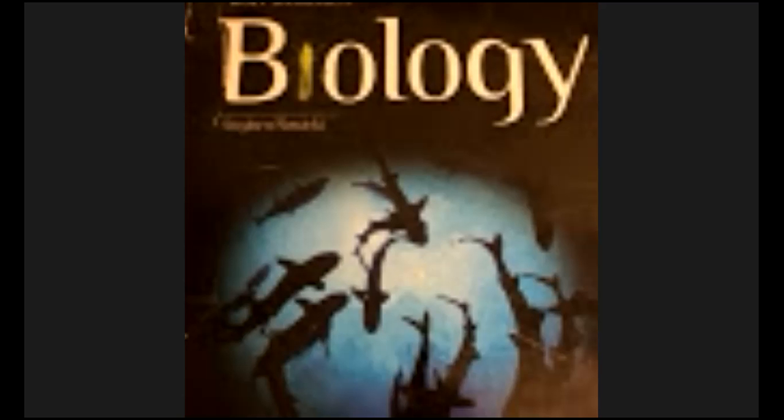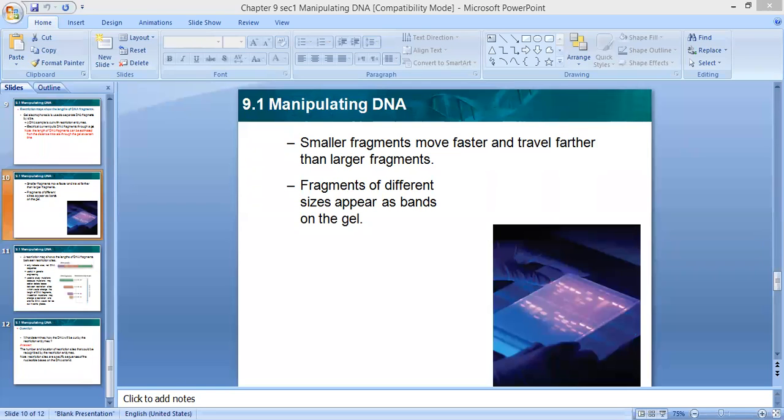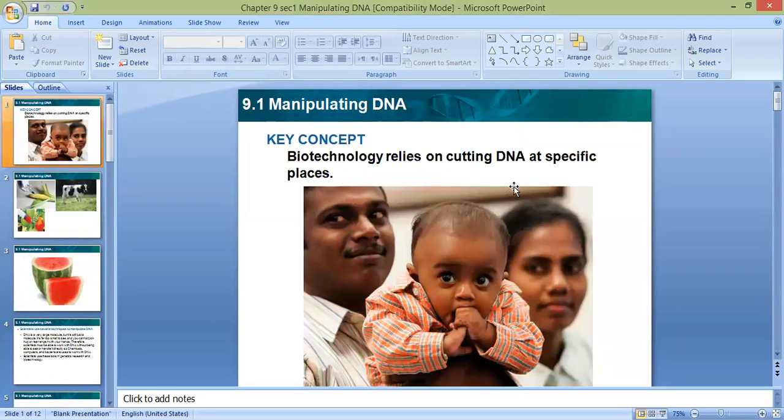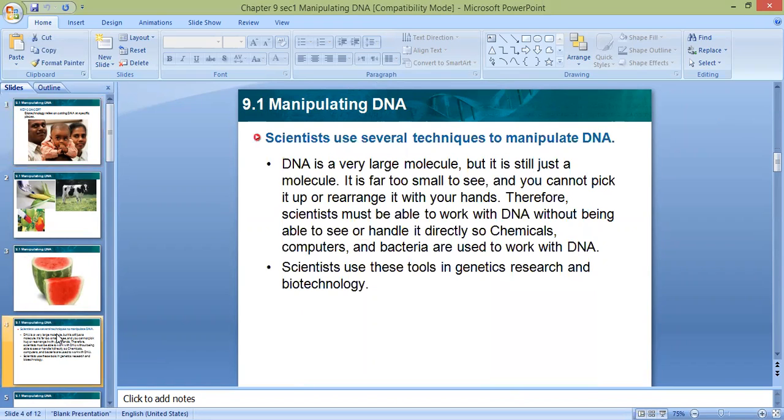Now let's start with chapter 9, section 1. In this chapter, we are going to talk about biotechnology and how biotechnology relies on cutting DNA at specific places. The first section is talking about manipulating DNA or changing DNA, and the main concept for these biotechnology techniques is cutting DNA at specific places.